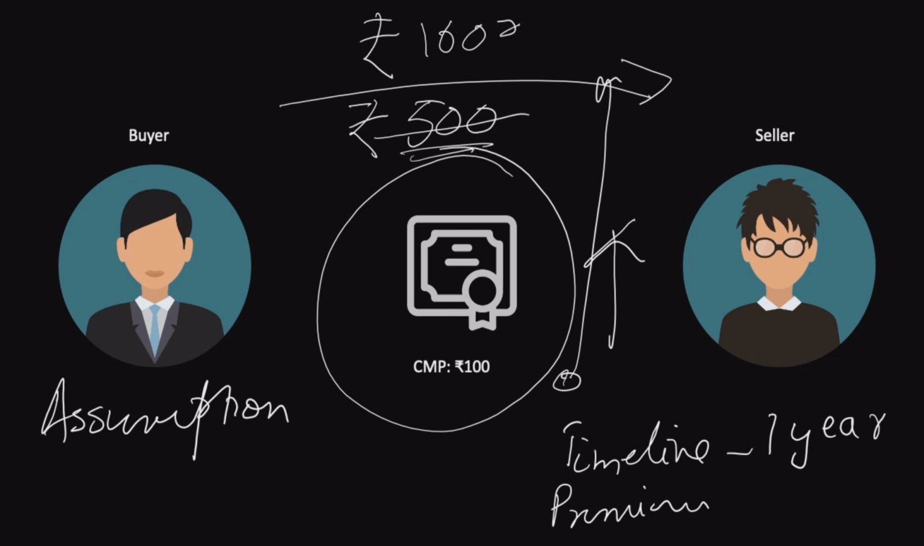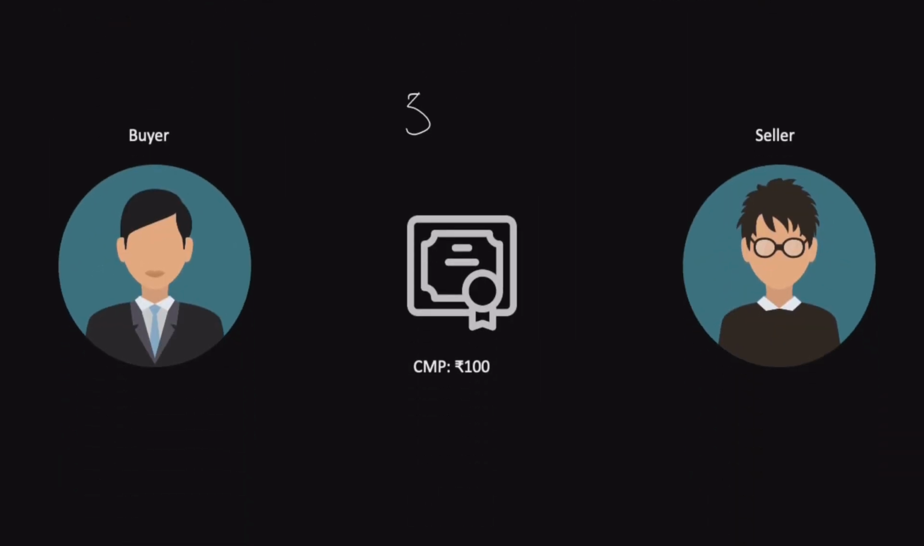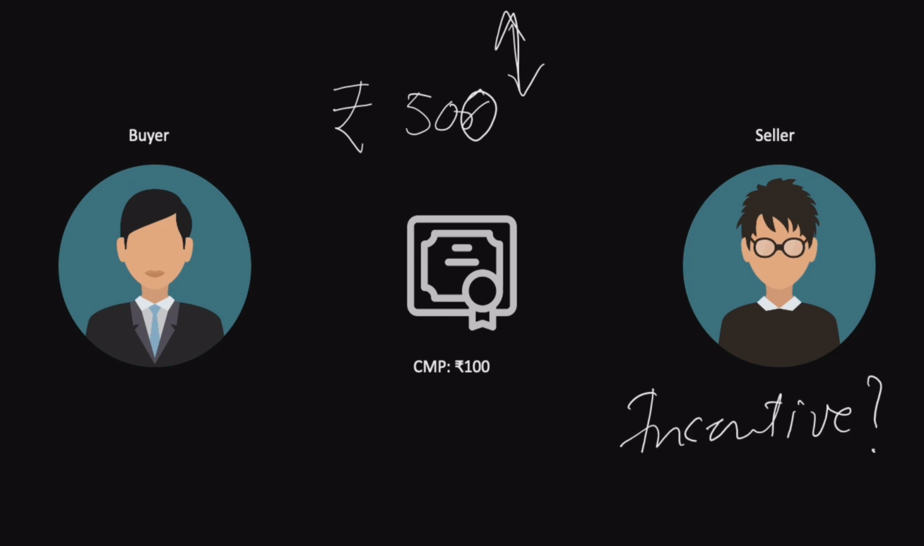Now, let's consider the seller's perspective. The seller is agreeing to a future selling price of 500 rupees, as we saw in the earlier example, potentially missing out on this higher profit, if the stock price rises beyond that, of course. Therefore, they need an incentive to enter the contract. So he says, where's the incentive? This is where the premium comes in.